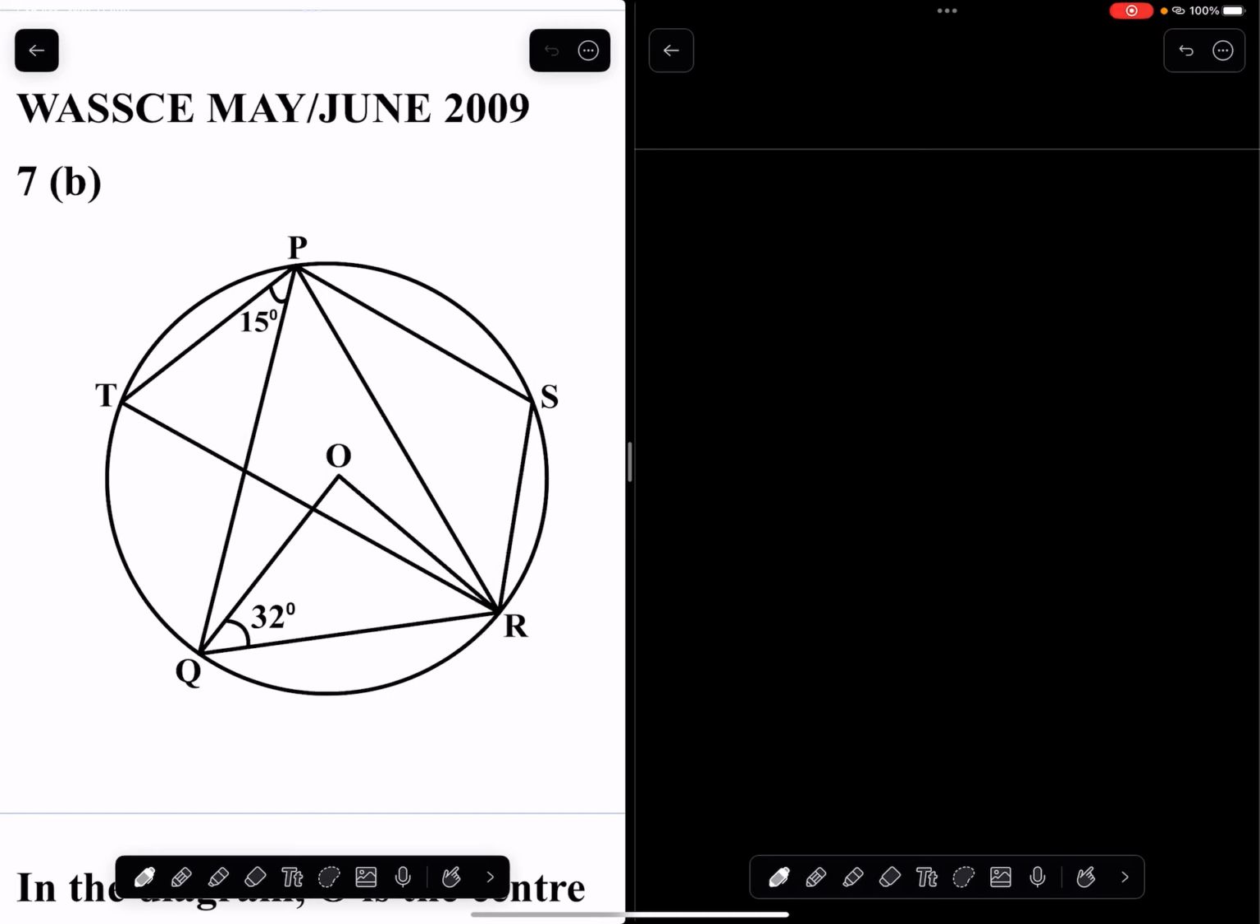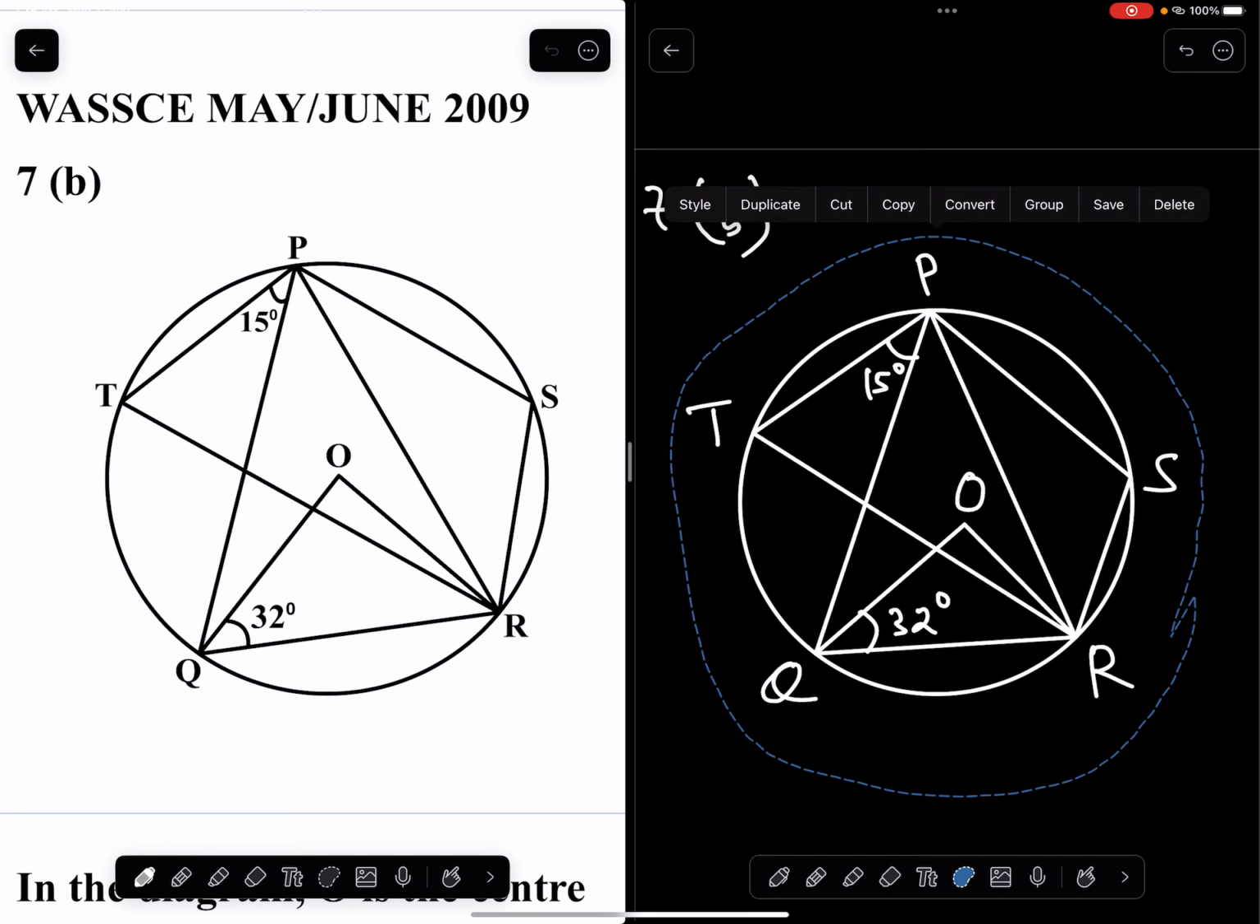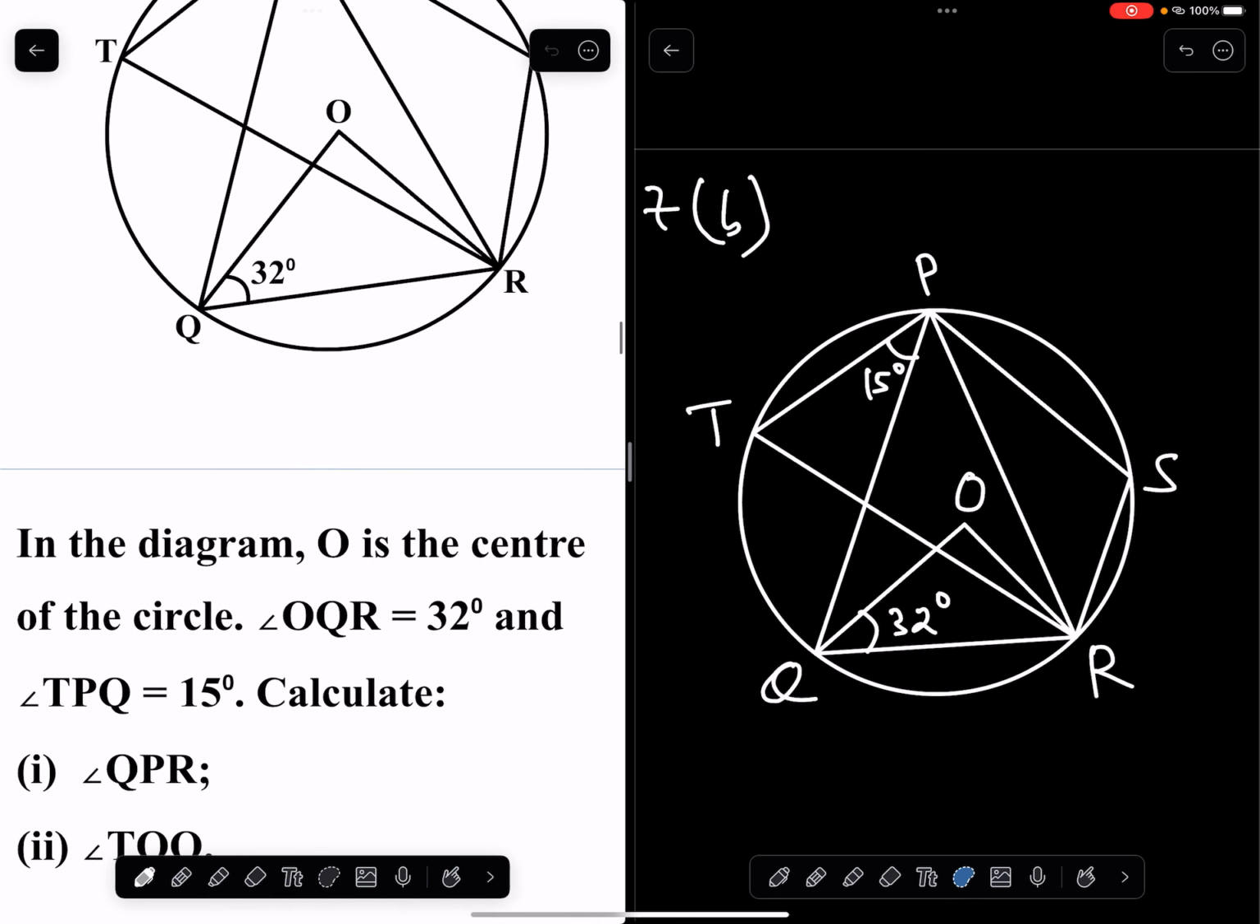Continue with the WASSCE questions on circle geometry, and this one is from year 2009, question 7b. Let's have the diagram first of all. That's the diagram. Now, the question: O is the center of the circle. Angle OQR is 32 degrees, that's this angle. And angle TPQ is 15 degrees.